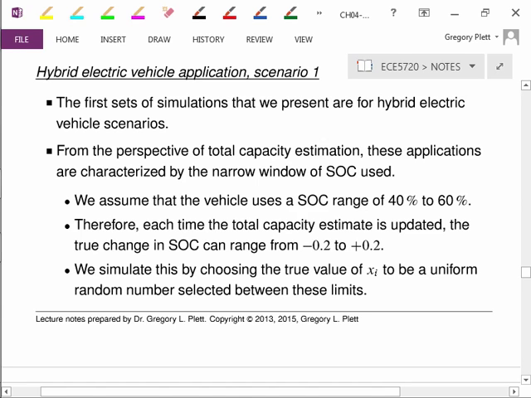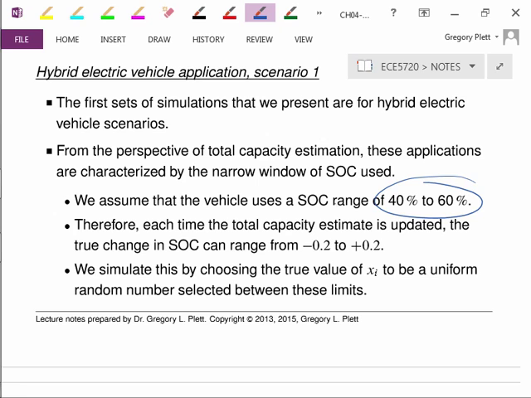So we have a hybrid electric vehicle. It uses the battery pack for power mostly and not so much for energy. So it uses, in most cases, a relatively small state of charge window in the battery, maybe from 40% to 60%. That was the early days of the first generation Prius. Nowadays, especially in plug-in vehicles, that has expanded quite a bit.